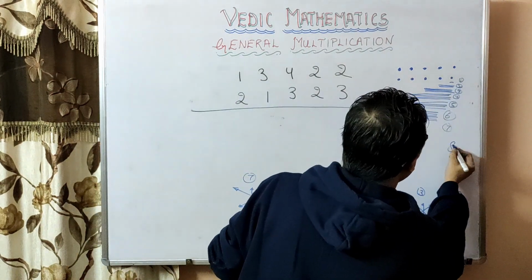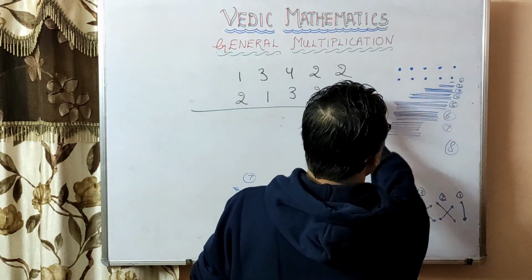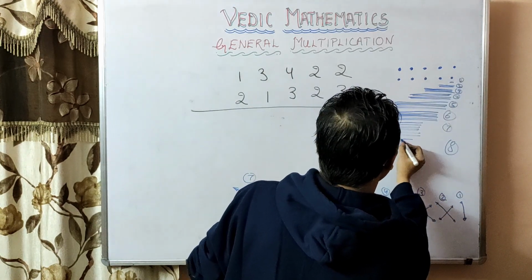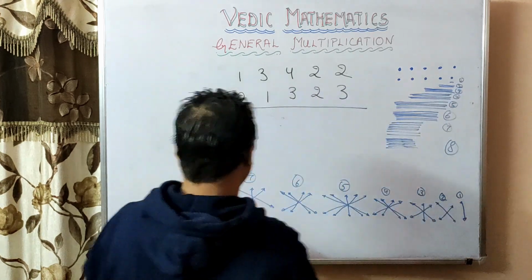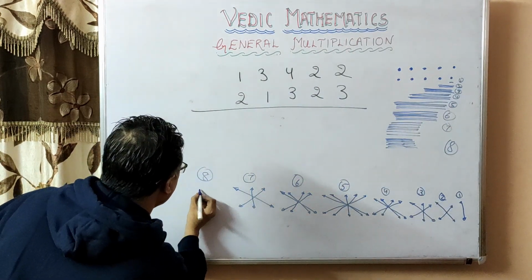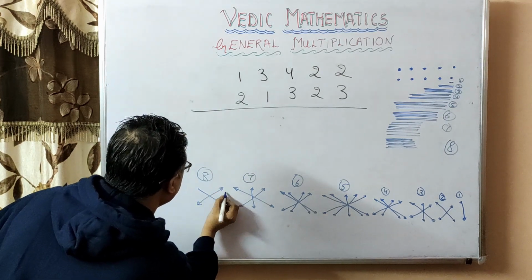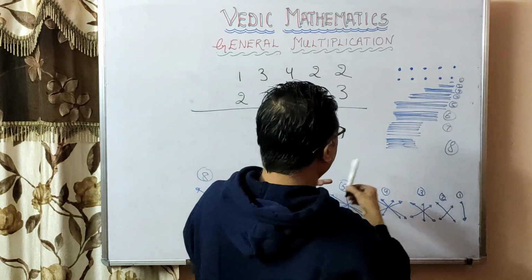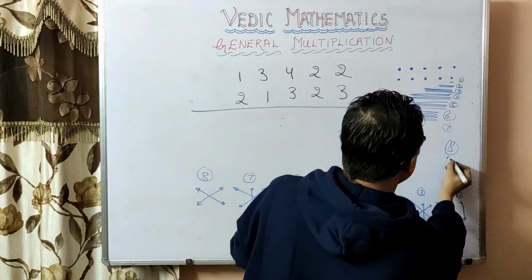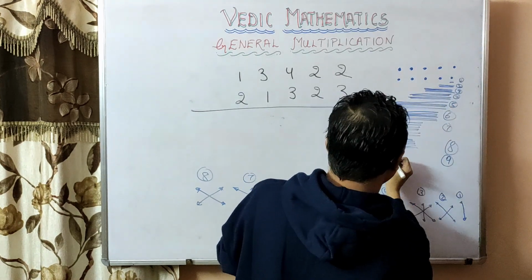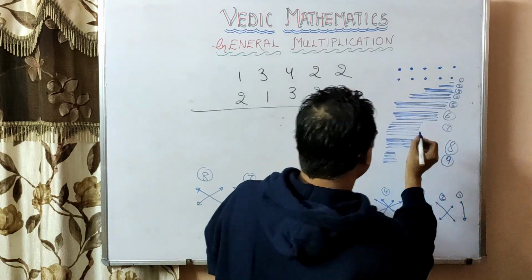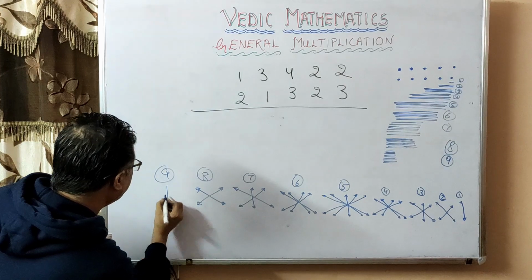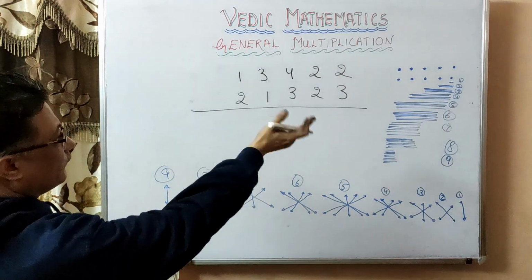For the 8th step, remove this also, only these two will remain. So this will be our 8th step. In the 9th step, remove this also and only this will remain. So this will be our 9th step, and that's all. So now we'll do these.